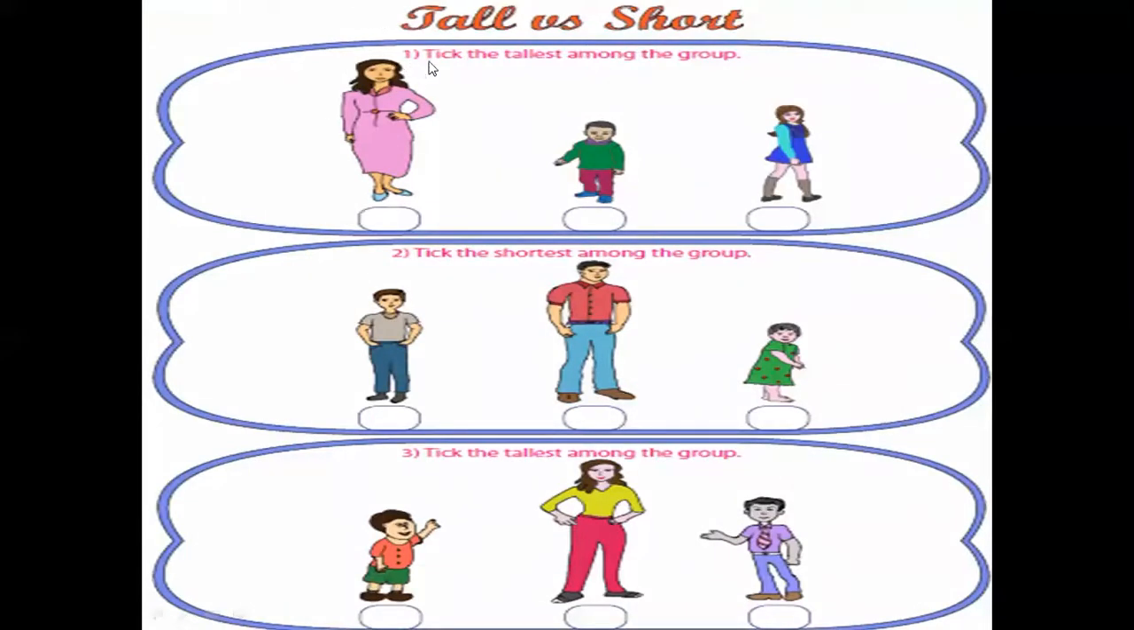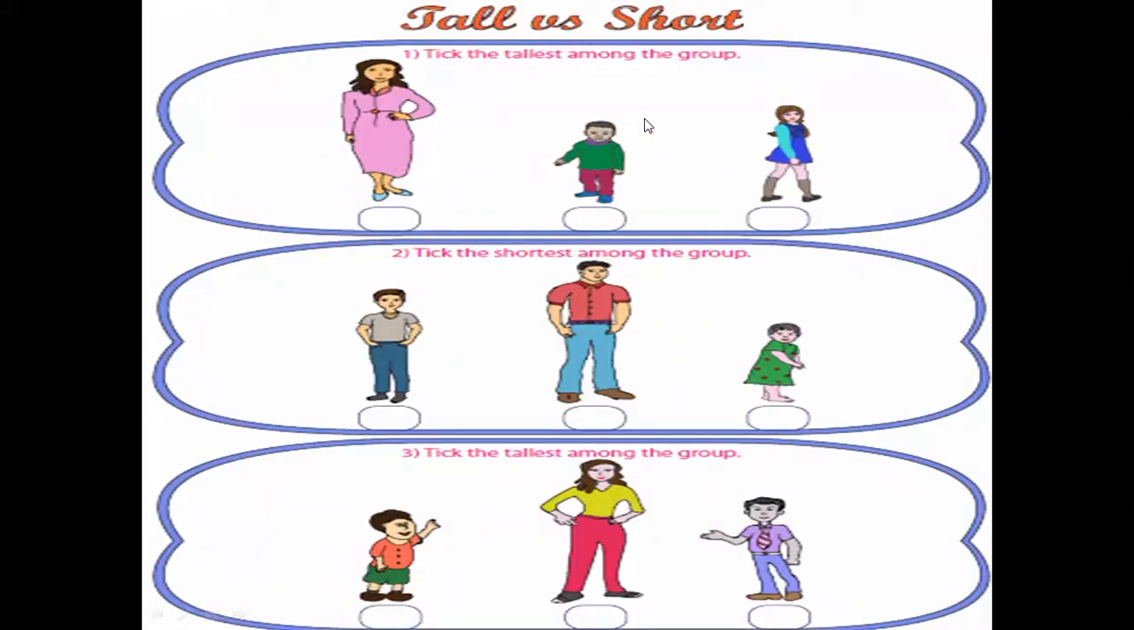Now we are going to find out the tallest. Tallest, okay? There are 3 pictures, okay? Not 2 pictures, 3 pictures. So what will you do? In the first one, they say to take the tallest among the group. Take the tallest among the group. Okay. So which one is the tallest? This one, she is the tallest, or he? Or this one, she is the tallest.